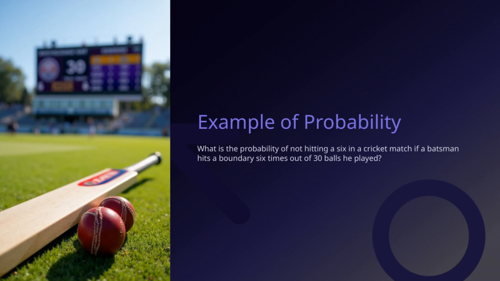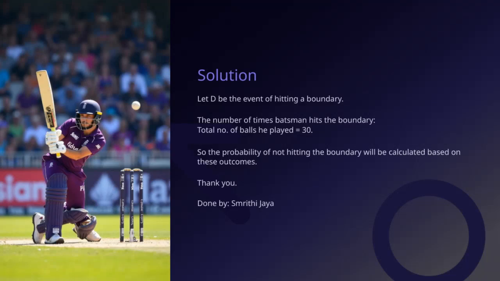This example illustrates how probability allows us to quantify uncertainty, predicting the chance of specific outcomes based on observed data. It's a powerful tool, especially in sports analytics and many other fields, as it helps us make informed predictions and understand risks. Thank you, everyone.